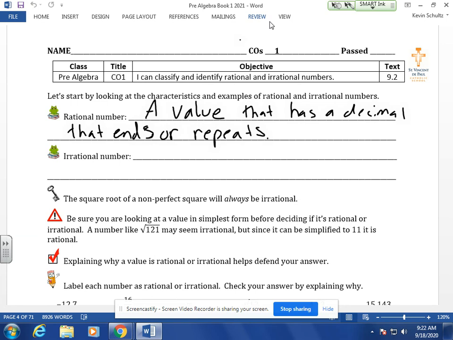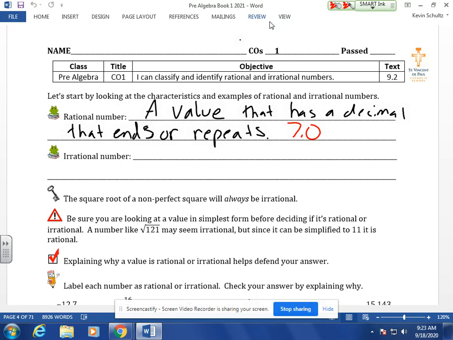So let's look at a number like 7. Is 7 rational? What's 7 written as a decimal? 7 over 1. That would be a fraction, right? 7 over 1 would be a fraction. How about a decimal? 7.0. Does that decimal either end or repeat itself? Yeah, it ends, right? 7.0. It's the end. So 7 would be rational, right?